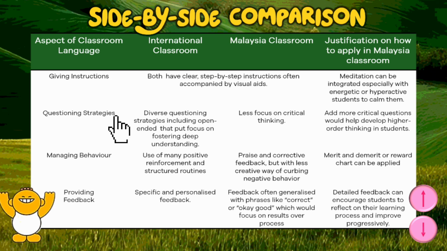The next one would be questioning strategies. From here, I see that international classrooms include diverse questioning strategies. They have procedural, convergent, divergent, and Socratic questioning. Meanwhile, Malaysia only focuses on procedural and convergent questioning, which means that they don't put a lot of divergent and focus less on critical thinking. So my justification on how to apply more divergent or Socratic questioning would be to add more critical questions in the classroom, which would then help develop higher order thinking skills in students.